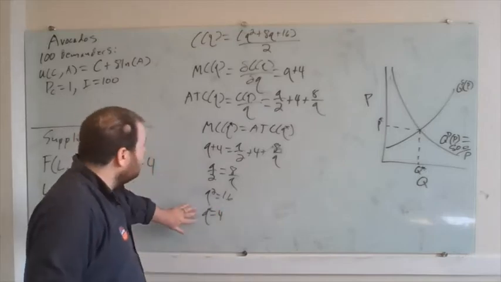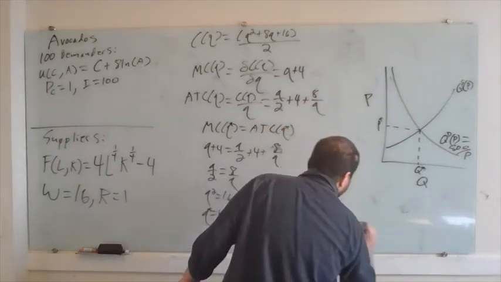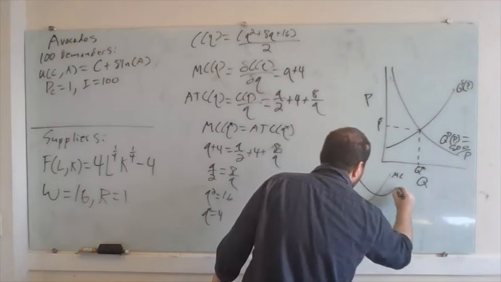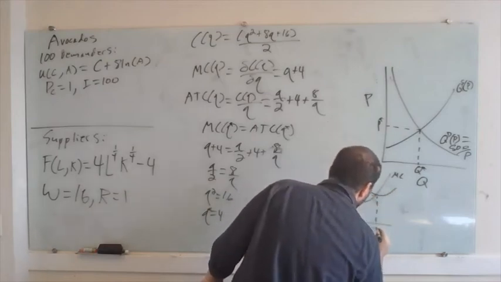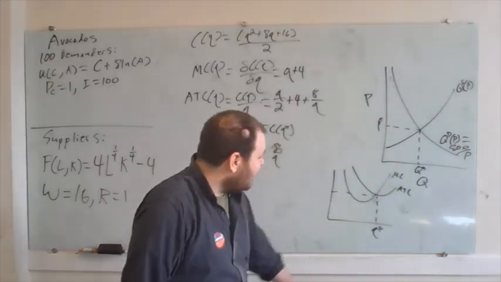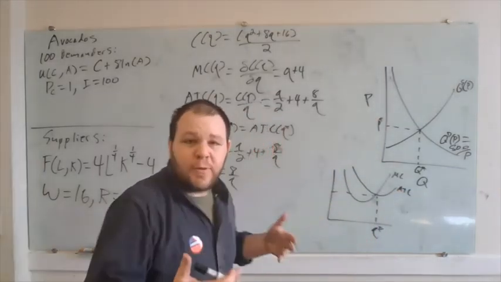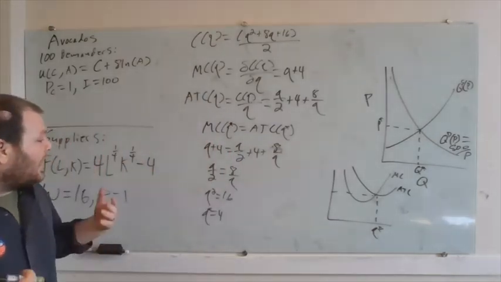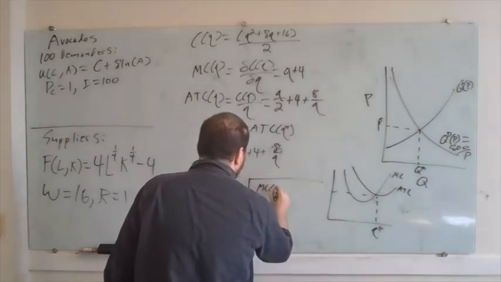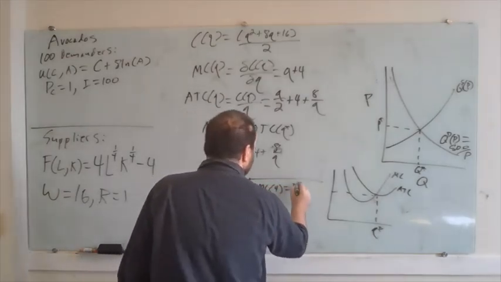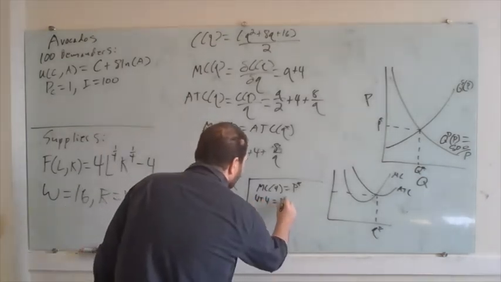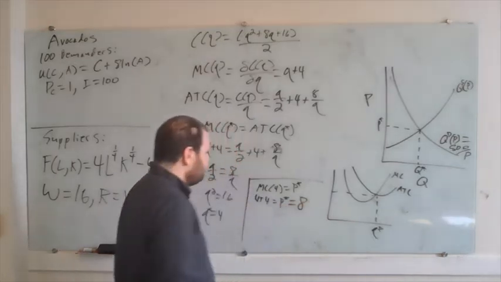Beautiful. So when we're producing our optimal choice, earning 0 profit, each firm is going to be producing Q star units. So how much is that going to cost us? We'll say MC of 4 equals P star. So that tells us that 4 plus 4 equals P star, which is going to equal 8.